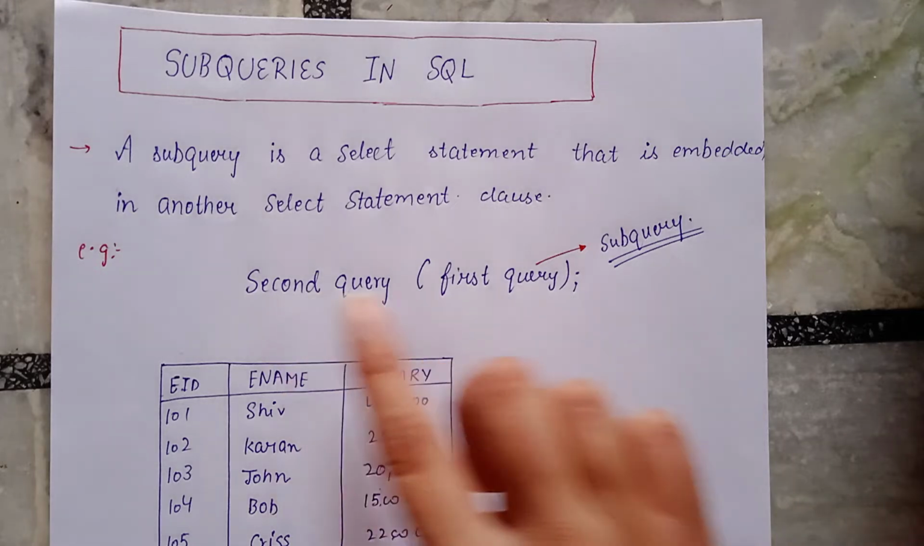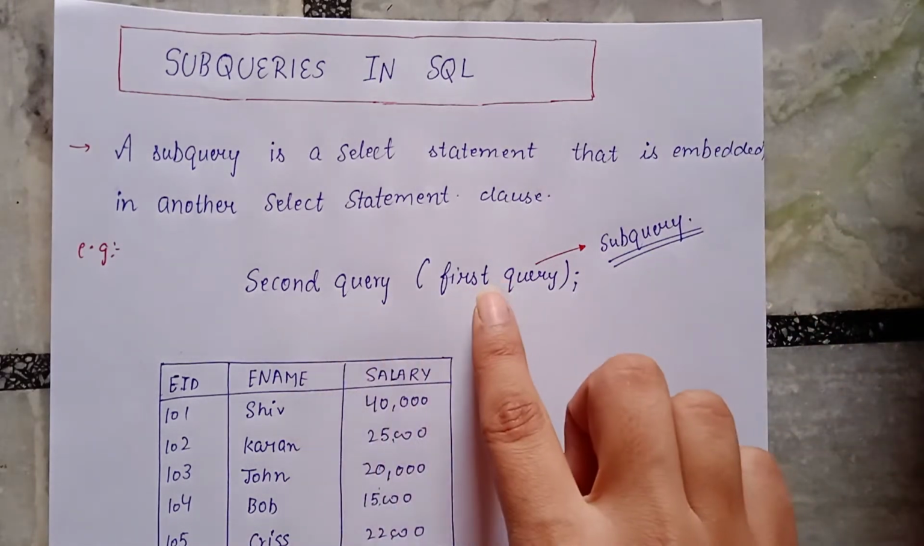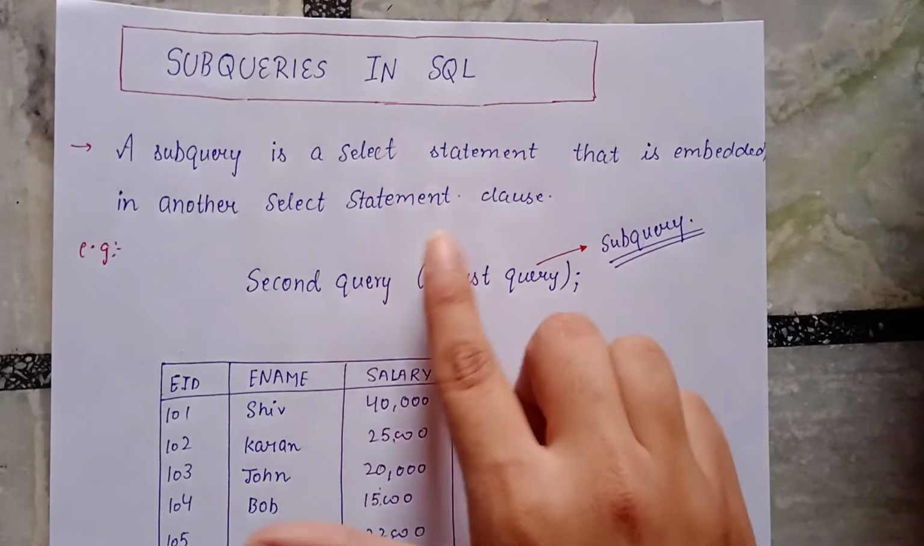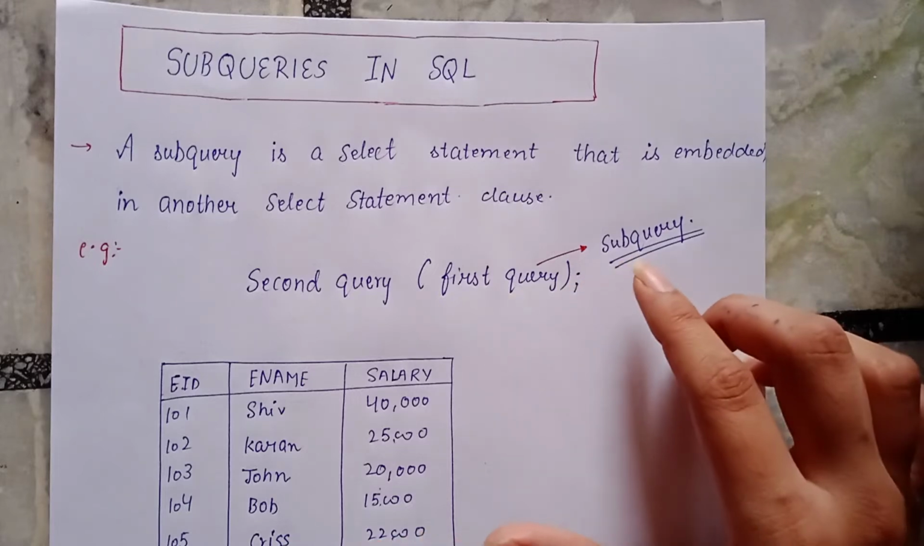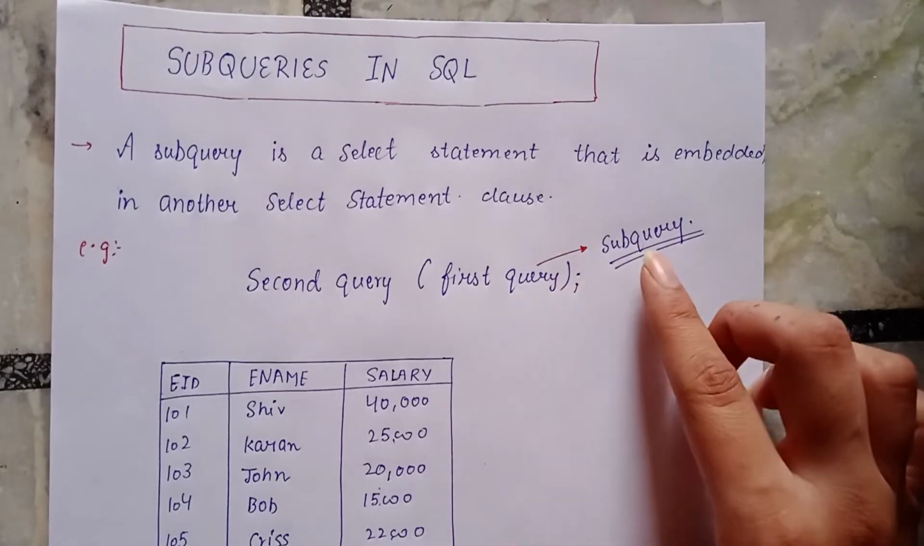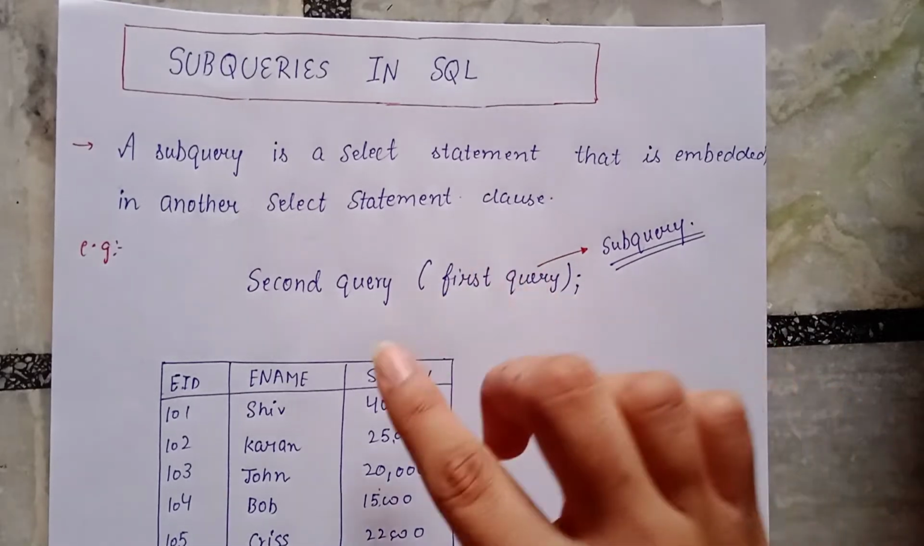For example, this is a statement that we have. In this we can see over here it is a query, and there is another query that is embedded in the clause of this query, right? So we can simply term this query a subquery. Okay, so it is nothing but a subquery. A subquery is a query that is embedded in another query.